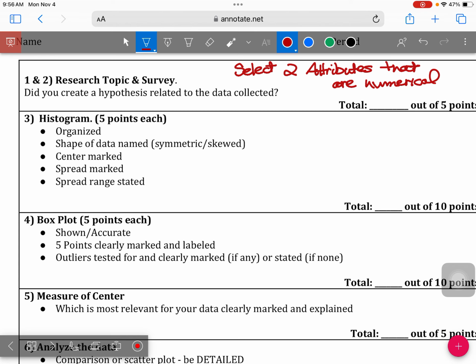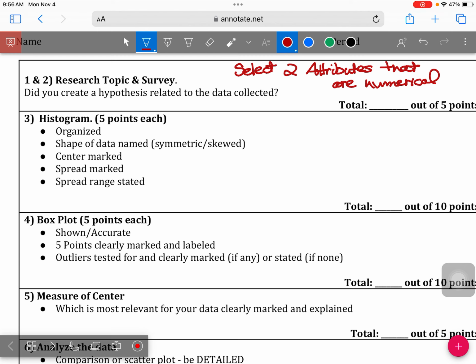because that's the only way that you're going to be able to do a scatter plot at the end. Okay? So both of them have to be numerical. I know you're really interested in what season was everybody's favorite, fall, winter, but you can't really do a scatter plot if you don't have numerical data. So you must pick two attributes that have numerical data. Okay?